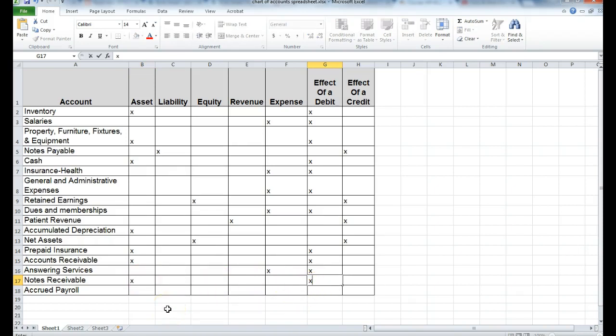Accrued payroll, that's like accrued salaries. That's when we have incurred the expense of payroll, but we haven't paid it yet. So we're going to pay it at a later date. So we owe that money to our employees, so that would be a liability. And as such, liabilities are on the right-hand side. They increase on the right-hand side, so it would increase with a credit.